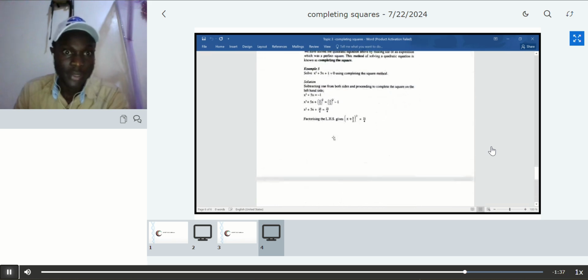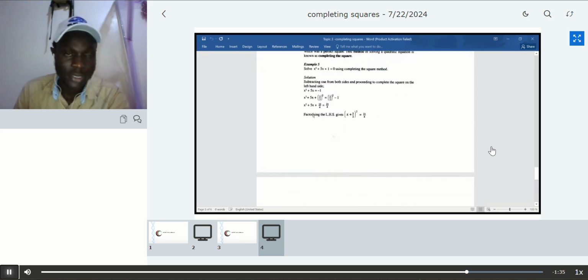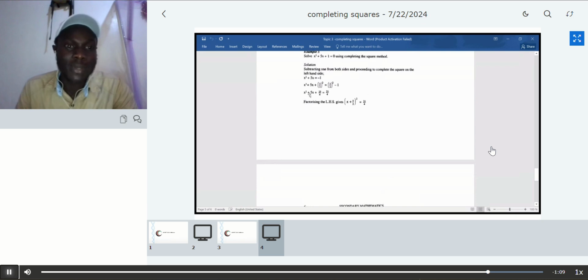We can deal with another example here before we close the session. Solve x² + 5x + 1 = 0 using the completing the square method. We subtract 1 from both sides and proceed to complete the square on the left hand side. So x² + 5x = −1. Then x² + 5x + (5/2)² = (5/2)² − 1. So x² + 5x + 25/4 = 21/4.